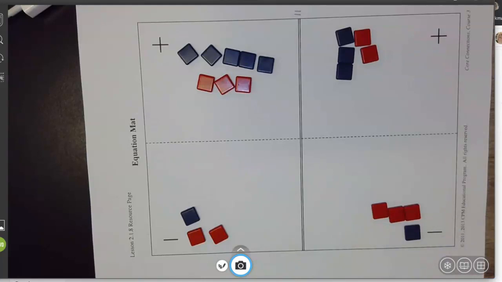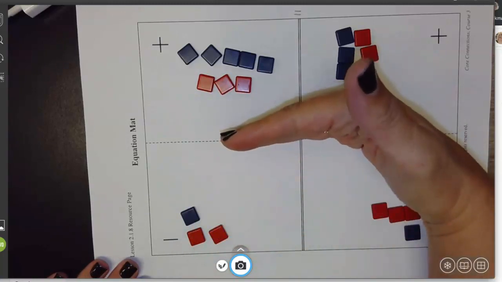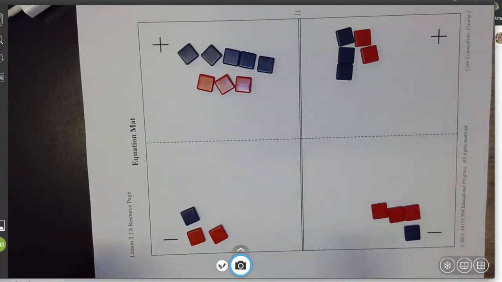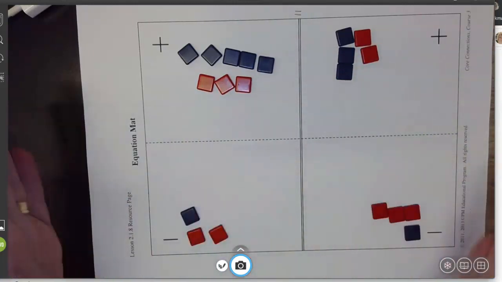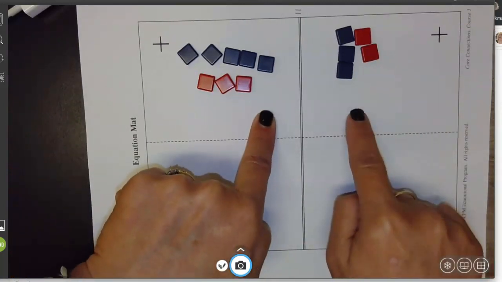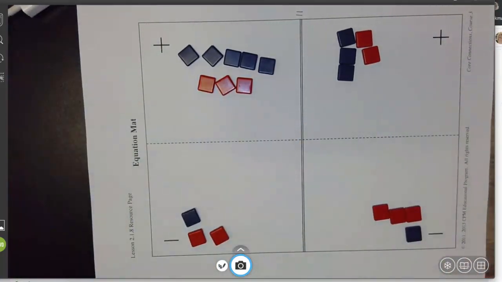Now we've talked about different strategies all week about how we can simplify expressions on both sides of the mat by taking out opposites. We can flip tiles from the bottom to the top where we keep their same value but change the way they look. Then we've also talked about exchanging or taking out equal parts. So if I have something that's exactly the same on the left side as the right, they are equal to each other, so we would take those off.